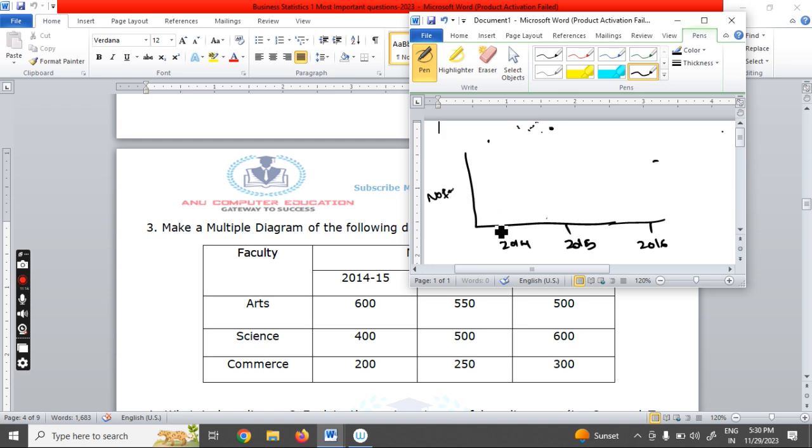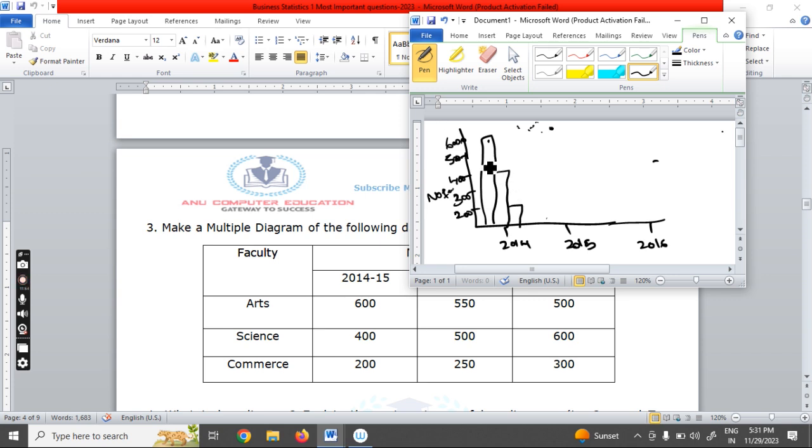Now arts. Multiple means what? We have to draw multiple bars for 2014. Here I'll take a gap of 200, and next 300, next 400, next 500, and next 600. Suppose first arts is 600, so go to 600 and draw the bar for 2014. Next for science it is 400, approximately here, and next commerce is 200, so you draw like this. So this is for 2014.